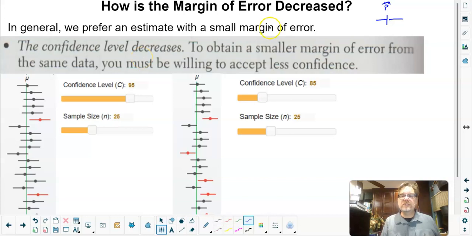So one way to decrease the margin of error is that the confidence level will have to decrease. To obtain smaller margins of error from the same data, you must be willing to accept less confidence. What that means is, if we go from a 95% confidence level to an 85% confidence level, notice what happened to the confidence intervals. At 85%, we have shorter confidence intervals.